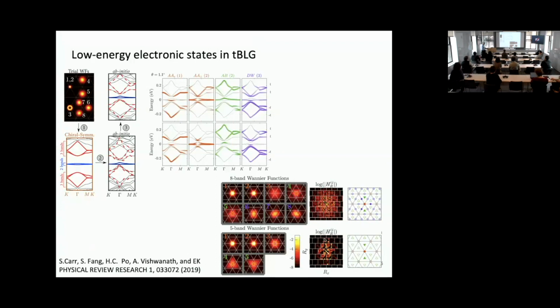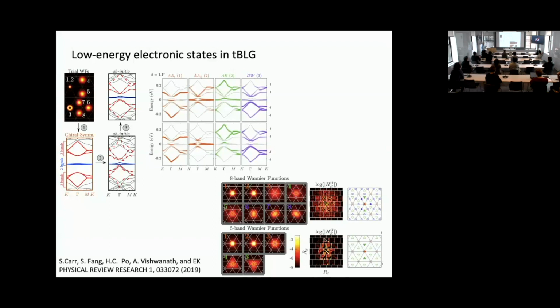Then you compare them to ab initio band structures, and you fix the parameters to reproduce these bands. And this is how we ended up with either 8 bands or 5 bands. So the 8 bands are the 2 flat plus 3 below and 3 above. Or the 5 ones are the flat bands and only the 3 below or only the 3 above.